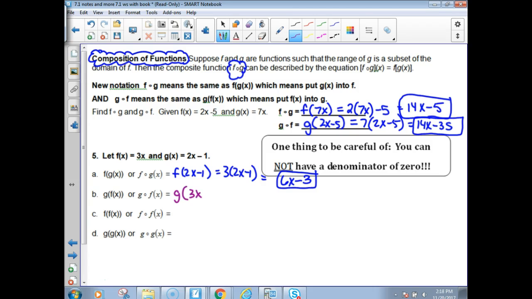To do the g of f of x, we are going to put the f function into the g function. So in the g function, we're replacing x with 3x. The g function multiplies its input by 2. So we multiply 2 times the 3x, and we subtract 1. So I'm going to have to simplify that. That is 6x minus 2.